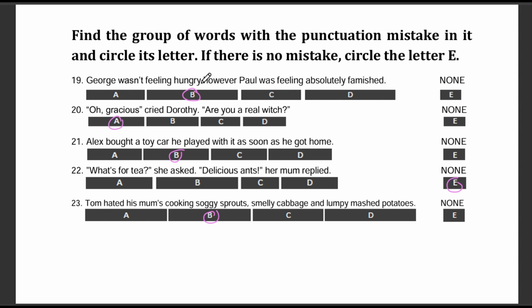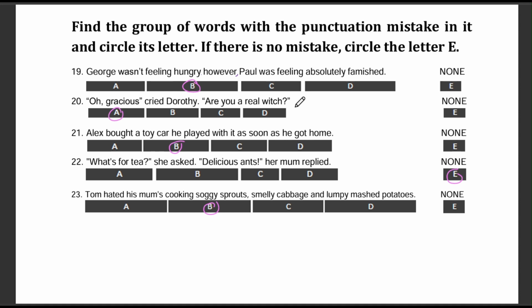Explanation. In this case, we need a comma after however. It helps to separate the two parts of the sentence and make it easier to read. Why not the others? Options A and C don't have any punctuation problems.